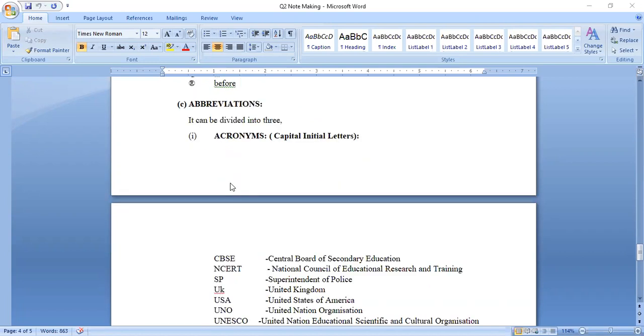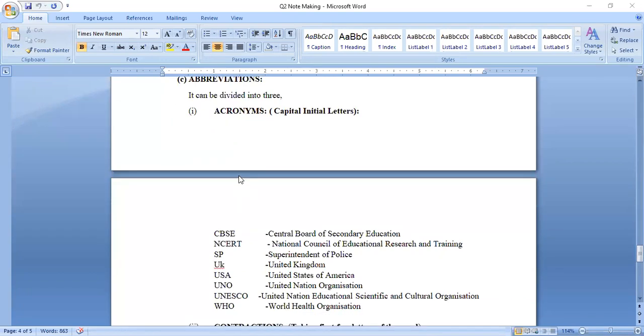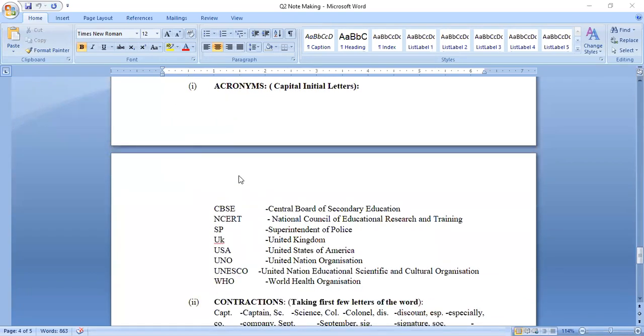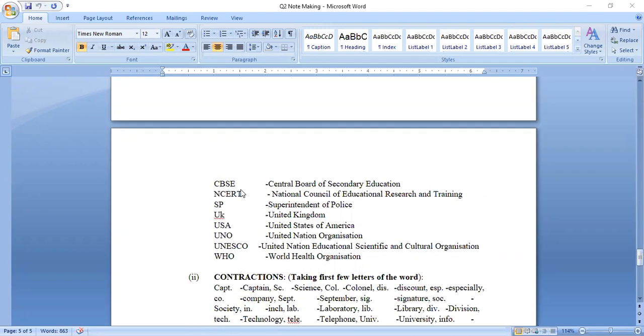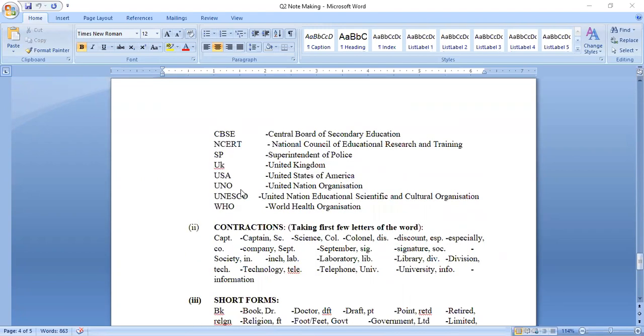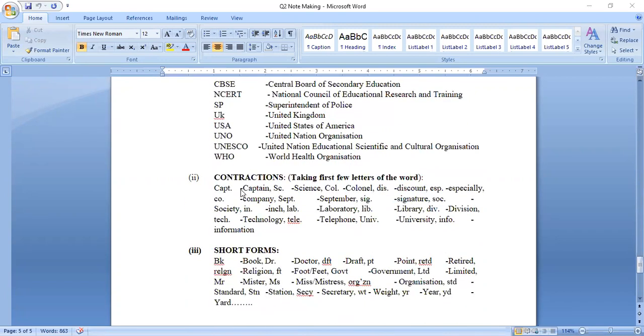Abbreviations can be divided into three. First one is acronyms. Acronym means we are taking the capital initial letters. For example, CBSE, Central Board of Secondary Education, NCERT, Superintendent of Police, SP, UK, USA, UNO, UNESCO, WHO, World Health Organization. These are all known as acronyms. That means only we are taking the capital initial letters. That also will be considered as abbreviations, and of course short form symbols we are taking.